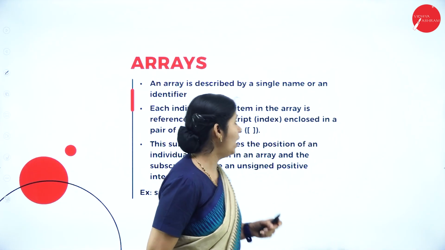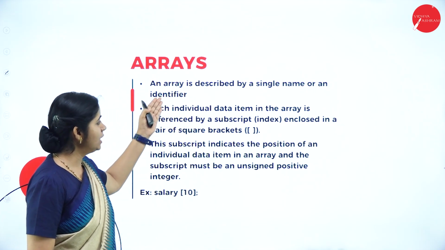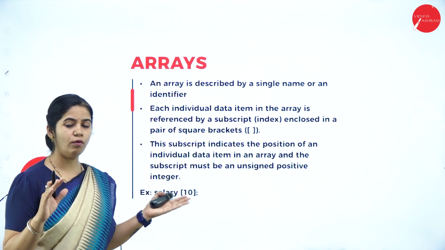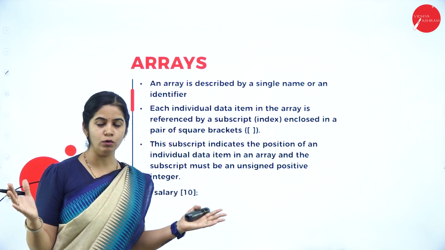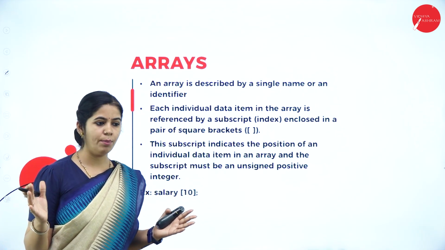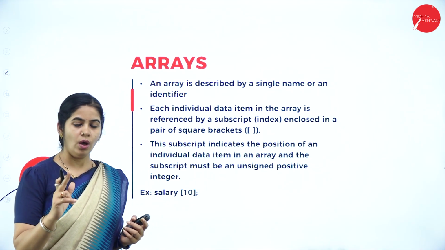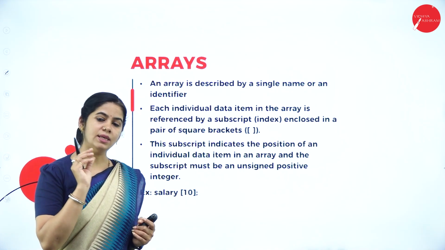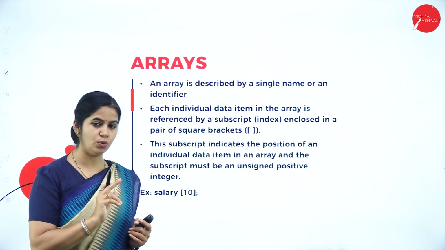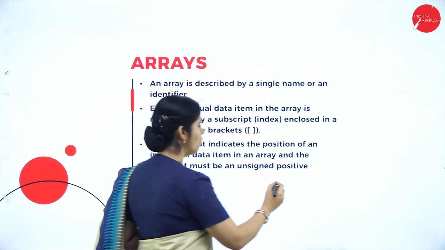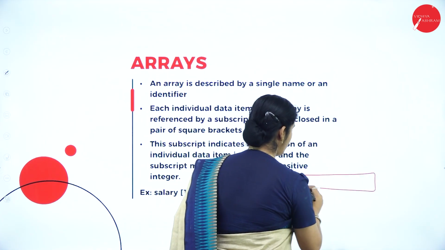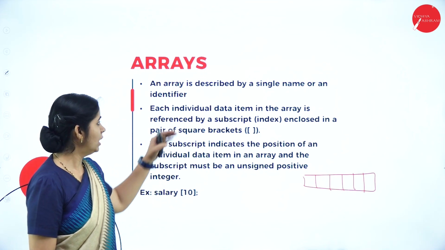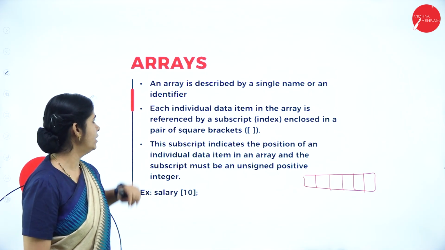Next, an array is described by a single name or an identifier. Say you want to store 10 integer values. For example, one student will have 7 subjects, right? I want to display the 7 subject marks of the particular student. So I need one particular variable that can hold all the 7 values. That is a single name or an identifier.